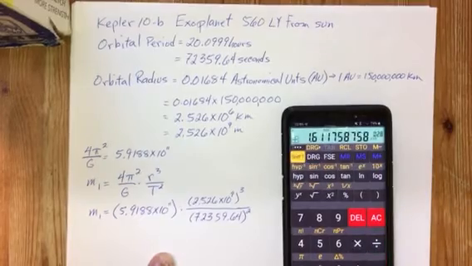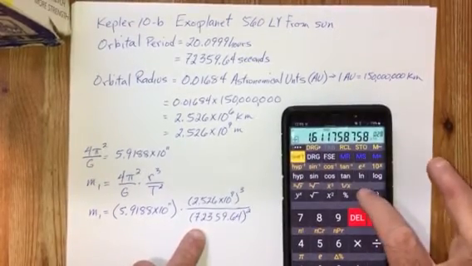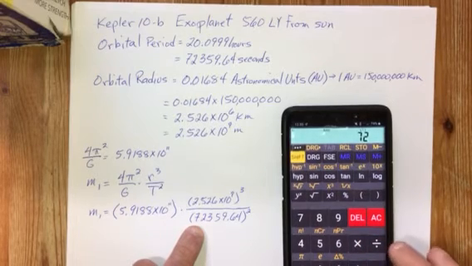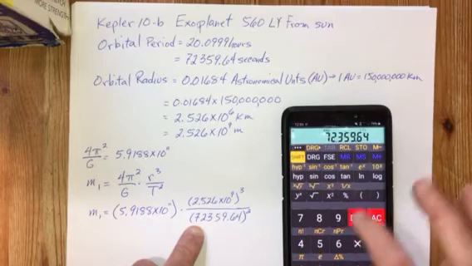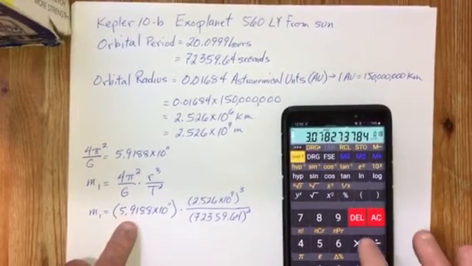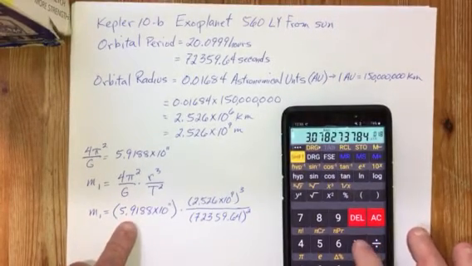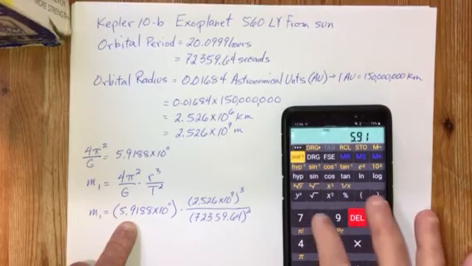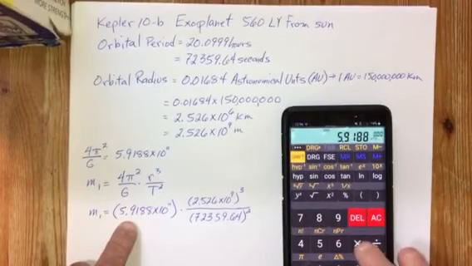Now we're going to divide by the period, and for that we'll use parentheses, 72,359.64, but we square that, close the parentheses, equals, and then we're going to multiply that by 4 pi squared over G, which is 5.9188 exponent 11.